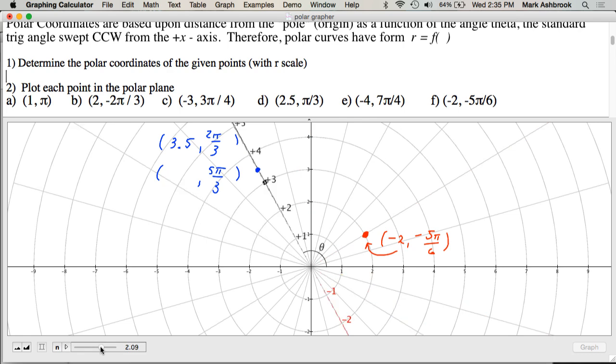5 pi over 3 points this way. Starting at the x-axis all the way around into the fourth quadrant, and then positive r pointing down into the fourth quadrant. So if we want to go the opposite way, then we go negative 3.5.